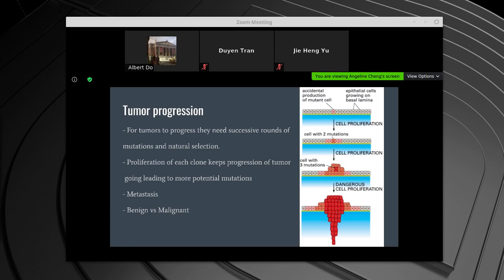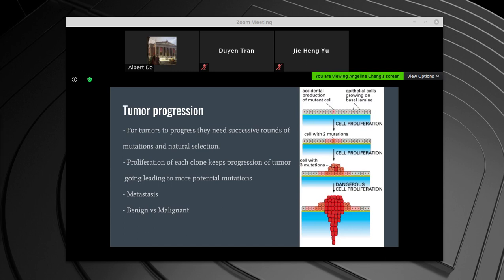And then the final step, dangerous cell proliferation, shows the invasion through the basement membrane, which is an initial step of metastasis. Metastasis means that cancer spreads to different parts of the body, also known as stage 4. Not all tumors are as dangerous as malignant tumors, for example, benign tumors.